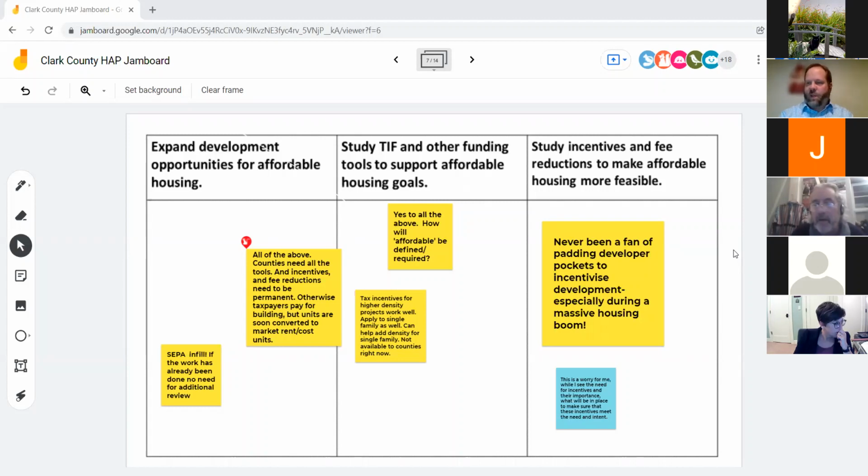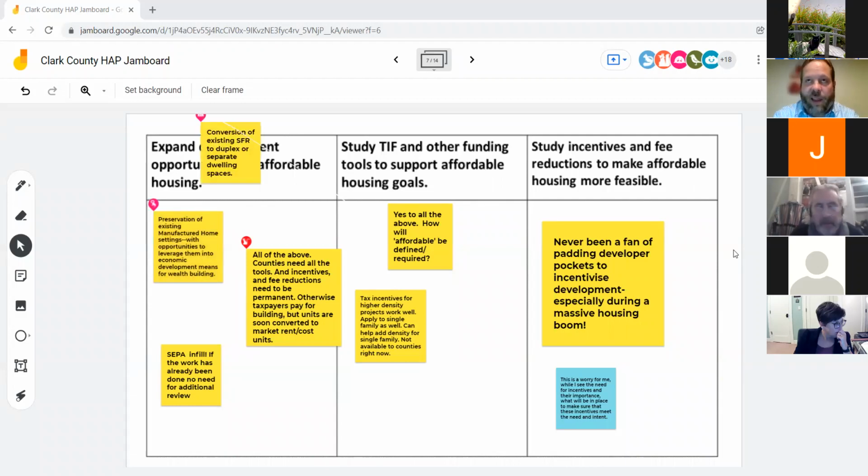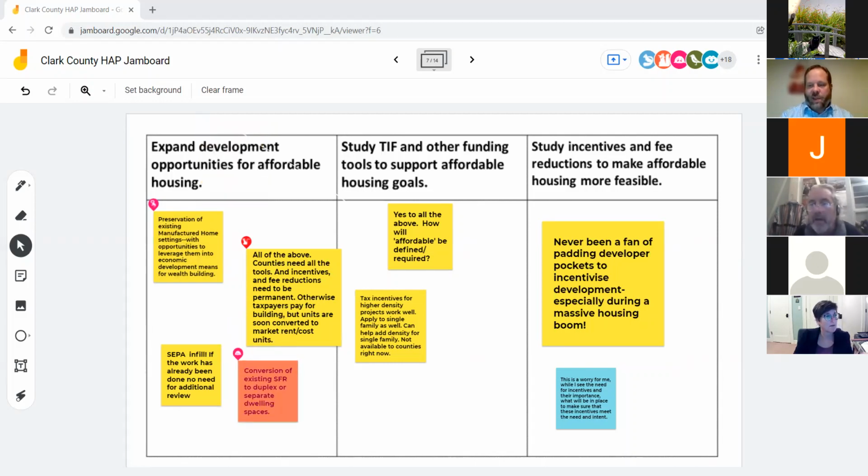I'll give just another few minutes because I see a few more notes popping up. I'm going to try to read through them. Yep, certainly, when you put forth incentives, the county is going to need to make sure that the requirements to benefit from those incentives are met. I think that's certainly something that needs to be done.